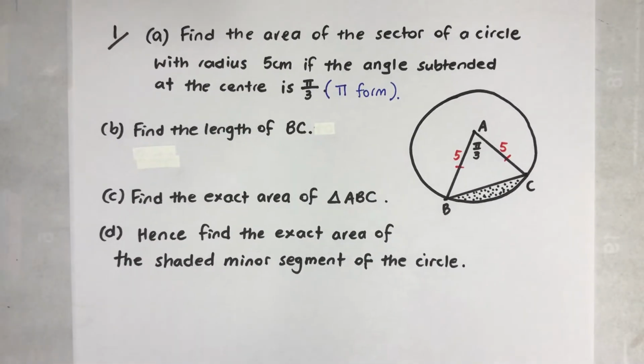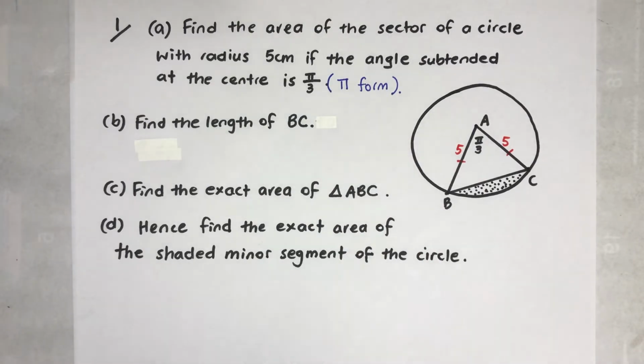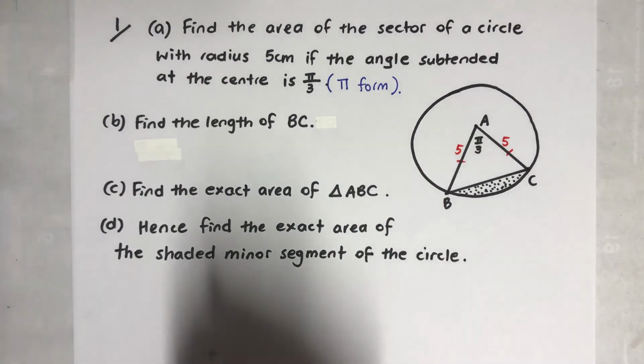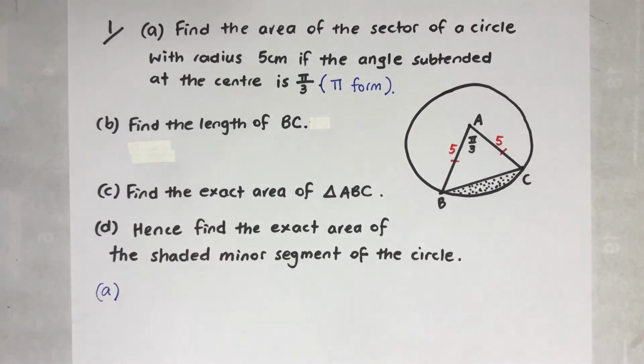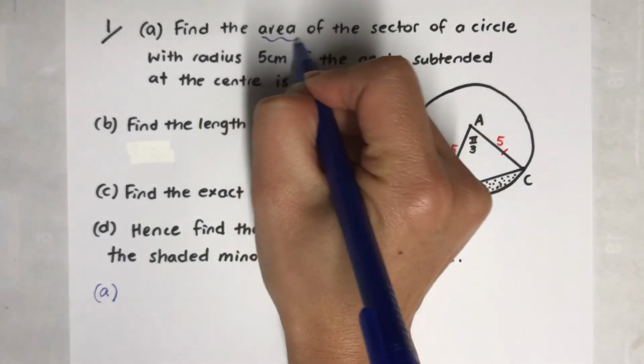Okay, there's four parts in this question. First, find the area of the sector of a circle with a radius of 5 centimeters if the angle subtended at the center is pi over 3, and write that answer in pi form. So, part A, find the area of the sector.